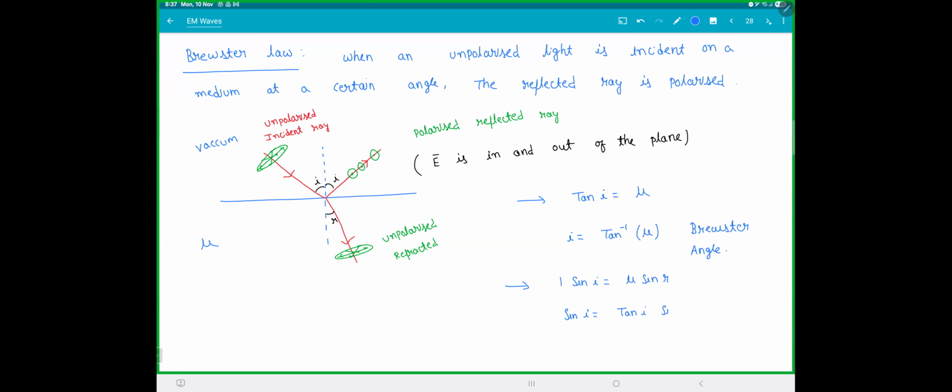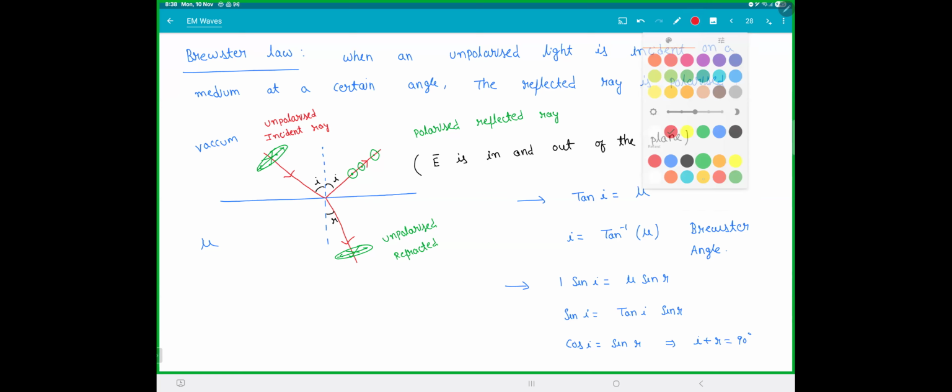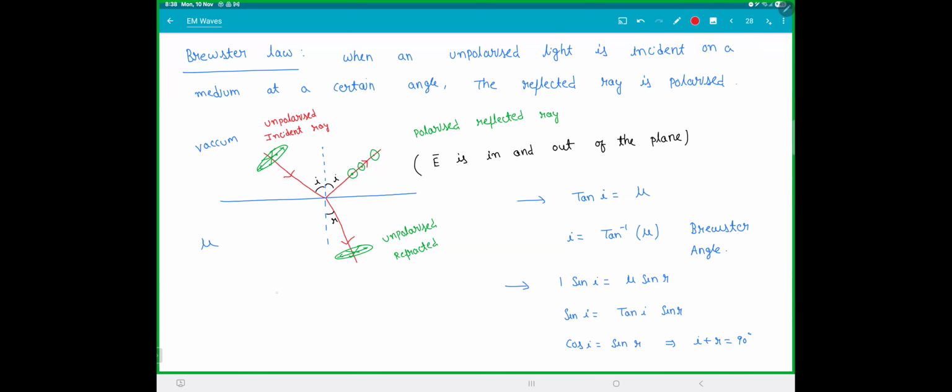Tan I is sin I by cos I. Sin I gets cancelled. We get cos I is equal to sin R. We get I plus R is equal to 90 degrees. That means the reflected ray and the refracted ray are perpendicular. So there is a question like this: it is observed when a light ray is incident on a surface, the reflected ray is polarized. What is the angle between reflected ray and refracted ray? If the angle between reflected ray and refracted ray is 90 degrees, then the reflected ray gets polarized. You're getting it?